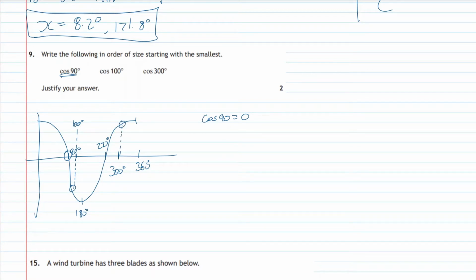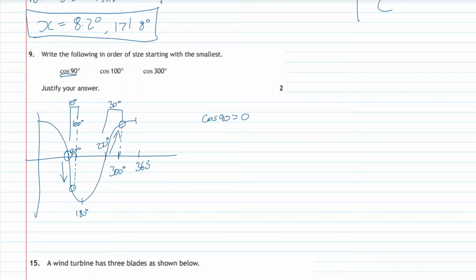Okay, so the first thing we should notice is that this answer, this 100 here, is only 10 degrees away from 90, whereas this 300 is 30 degrees away from 270. So because 300 is further away from 0, it's had a longer time to get to a bigger value than the 100 has here.